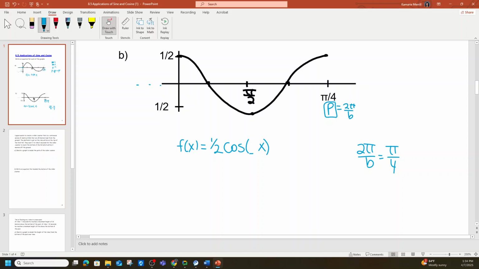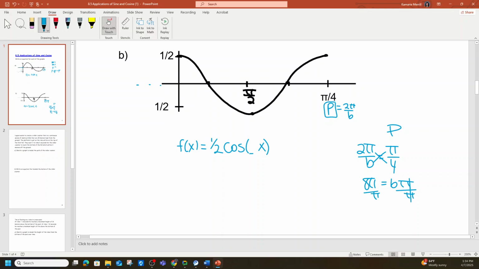This number was not the period, this number was a part of the formula, right? So we calculate what 2 pi over b equaling pi fourths is, because this is our period. Let's go ahead and calculate it. I like doing cross product, it's the easiest. 8 pi is equal to b pi, and then what do we do?